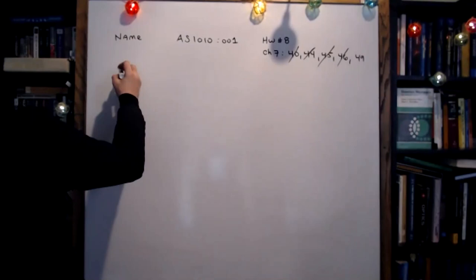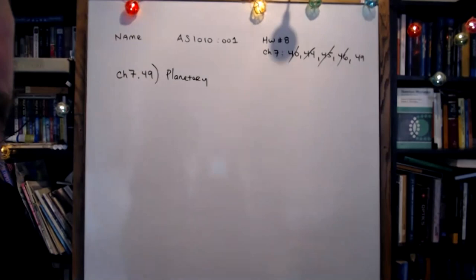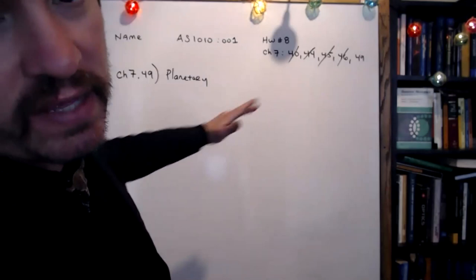Forty-nine, planetary parallax. Suppose observers at Earth's north pole. Jake, do you mind if I interrupt you for a second? Because this is a little bit of a more confusing problem, before I even let you read, I want us to all draw the diagram together, including you, Jake, and then we'll read, okay?